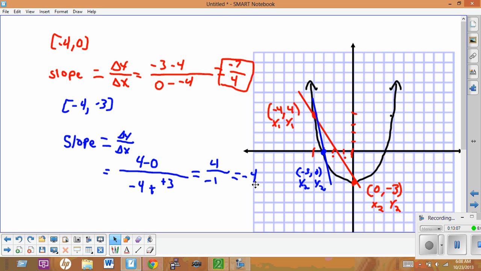Okay, so this is how we find the rate of change, and I'll leave you with this question. How can we get an even more accurate slope than -4? So I want you to think about that for what we've done, and if you have any questions, please raise your hand, and I will come around and help you.